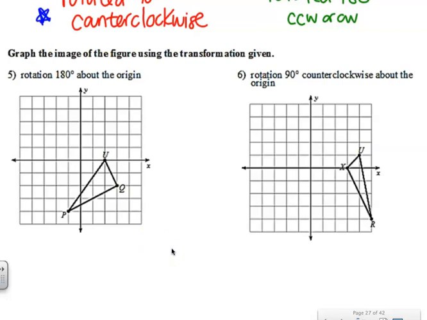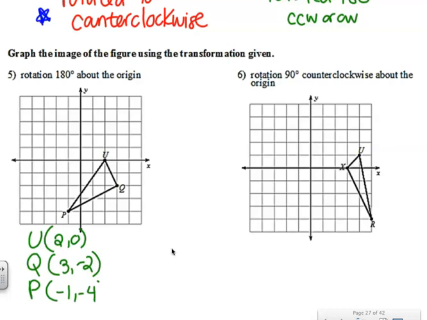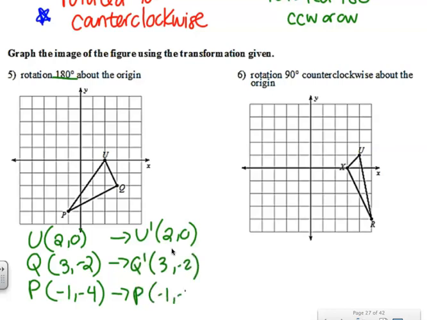So let me go ahead and write the coordinates out. I've got U, Q, and P. So U is on the x-axis at 2, 0. Q is at 1, 2, 3, 1, 2, so 3, negative 2. And then P is at negative 1, 1, 2, 3, 4. Okay, so now I want to go 180 degrees, which means I do not need to switch my x and y pairs. So my U prime is still going to be at a 2, 0. My Q prime is still going to be at a 3, negative 2. And then my P is still going to be at a negative 1, negative 4.